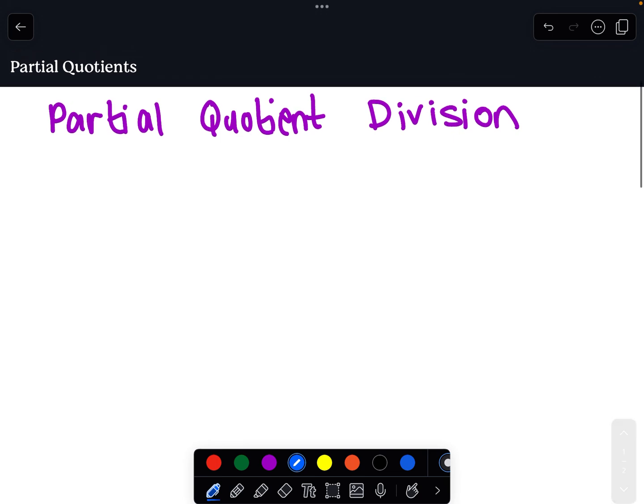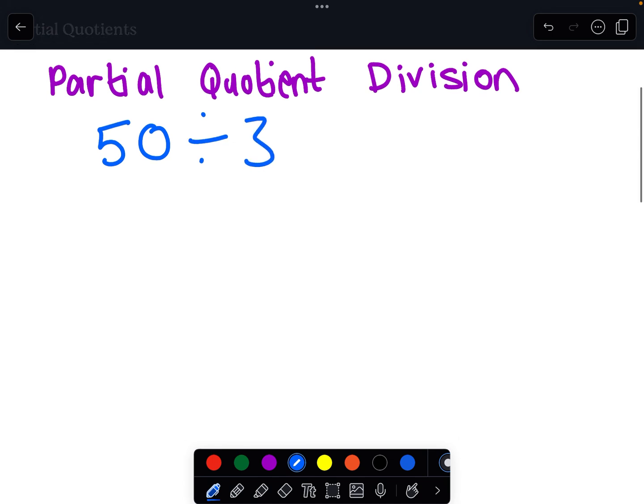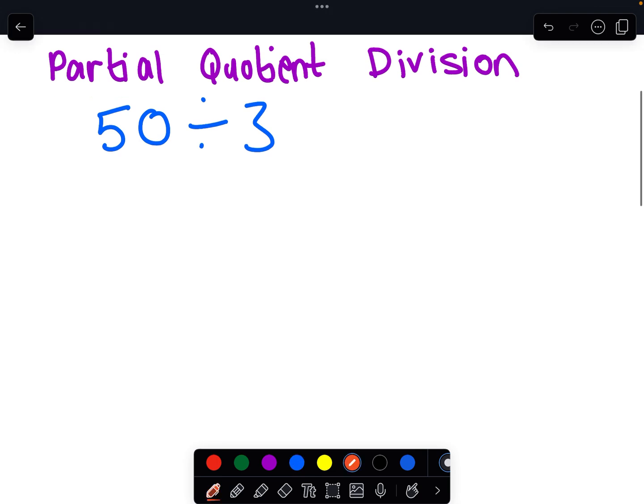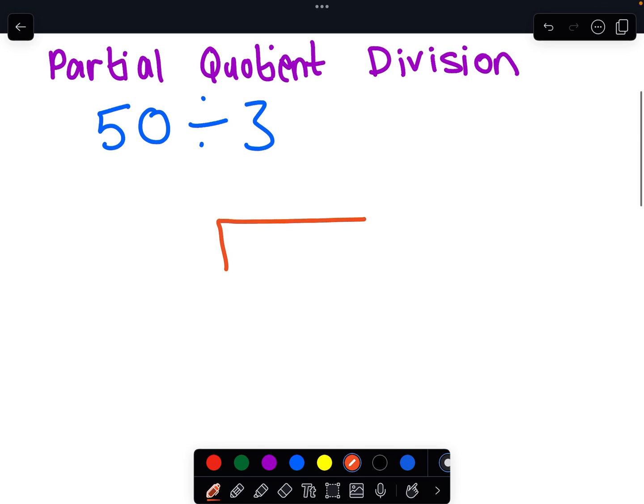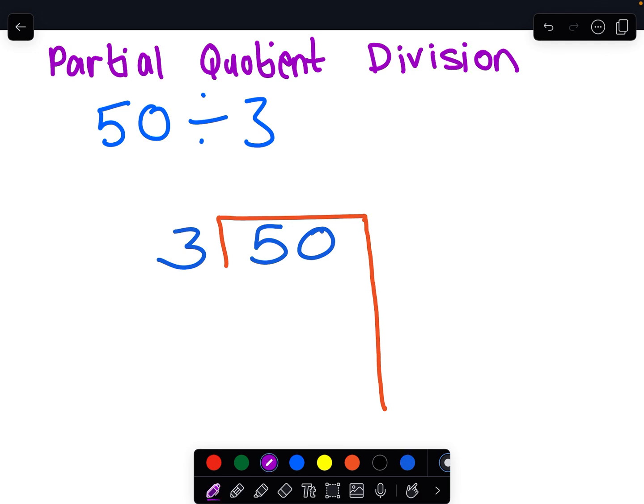Let's say we have a problem like 50 divided by 3. Well, this is how we set it up using partial quotients. First, we draw. So, in long division, we have this sideways L, right? Well, with partial quotients, we kind of do the same thing, but we extend this side part. Then we put the dividend on the inside, just like long division, and the divisor on the outside, just like long division, right?